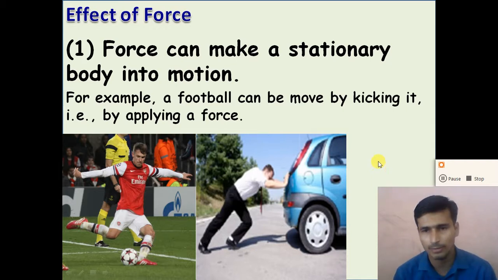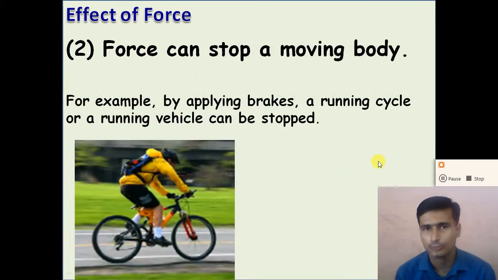Now, what will be the second effect? Force can stop a moving body. So by applying a force on the object, we can stop the motion of the object. To stop a moving object, we require to apply the force. For example, by applying a brake, a running cycle or a running vehicle can be stopped, right? So to stop the moving bodies, we require a force.